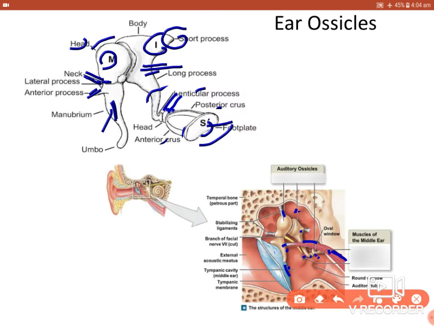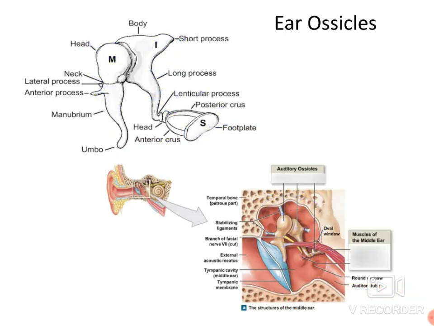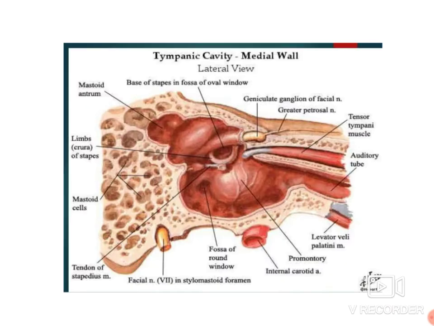And also ligaments are there superiorly, anteriorly, and posteriorly from these ossicles to the bony margins, which stabilizes the ear ossicles. So that's about the features of this lateral wall of the middle ear.